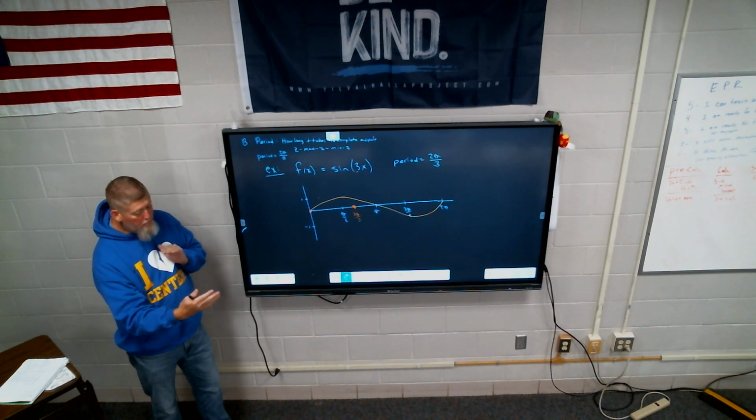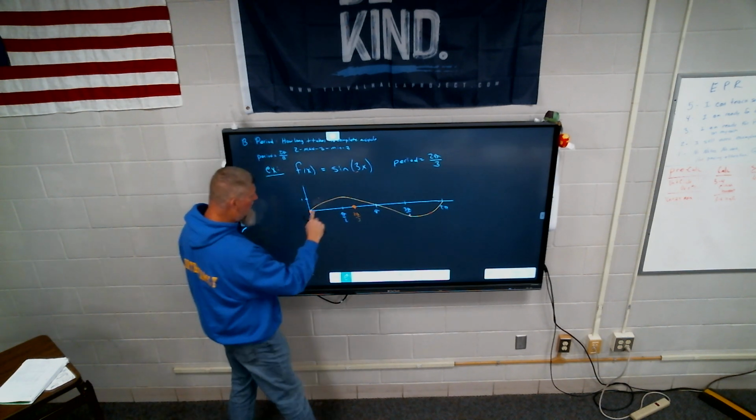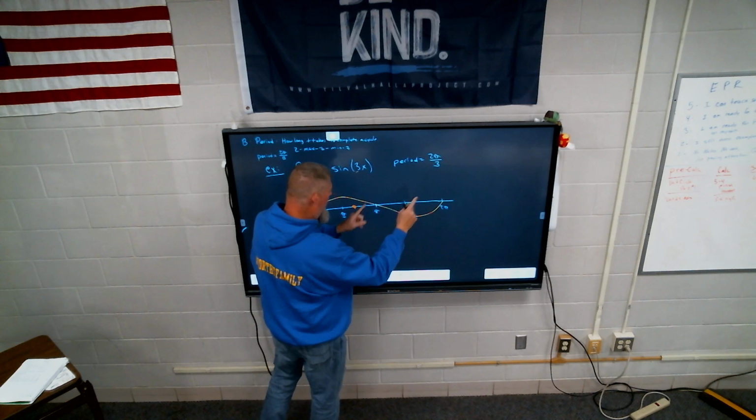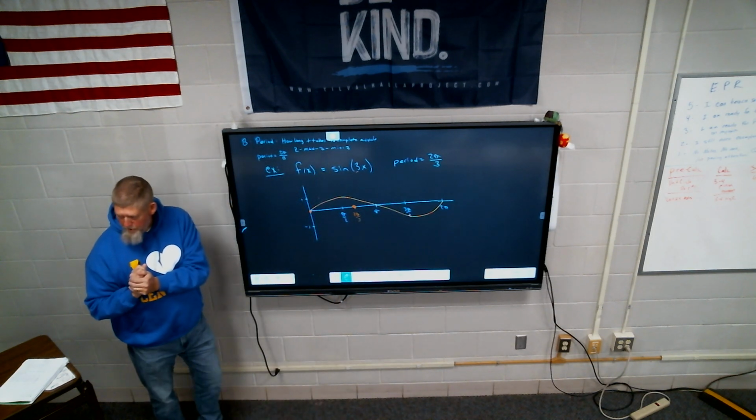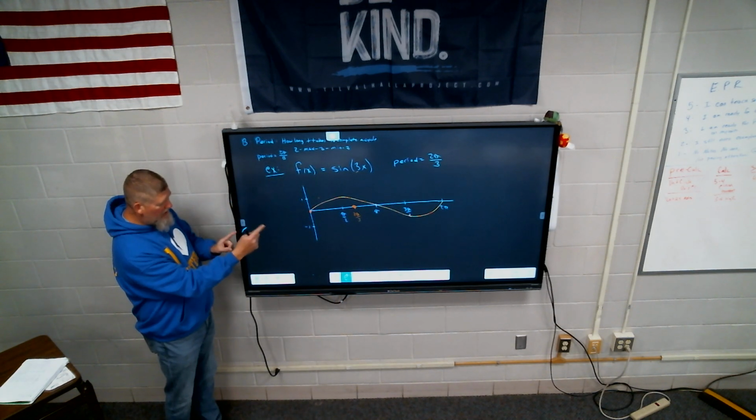Yes, it's now compressed. It's going to do this cycle, but it's going to do it 3 times between 0 and 2 pi. So it's going to do an entire cycle in that realm.